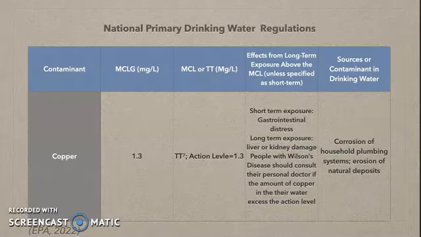This table outlines national primary drinking water standard regulations regarding the amount of copper in the water supply. Copper is regulated by a treatment technique that requires systems to control the corrosiveness of their water. If more than 10% of tap water samples exceed the action level, water systems must take additional steps. For copper, this action level is 1.3 milligrams per liter.